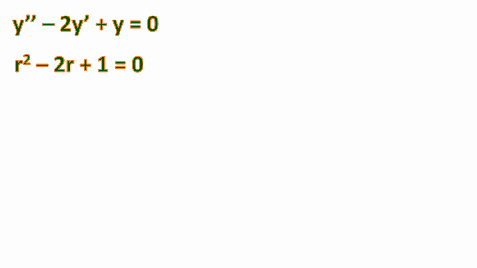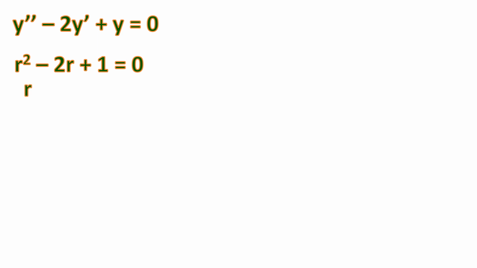Now how about this? We have y double prime minus 2y prime plus y equals 0. So let's find the general solution of this differential equation. So let's write the auxiliary equation. It's r squared minus 2r plus 1 equals 0. And then we're going to find the roots of this equation.